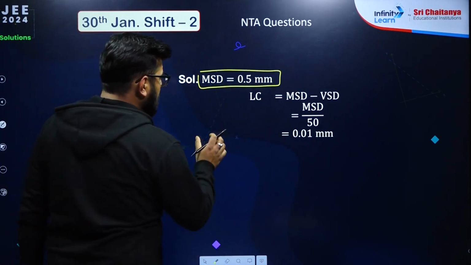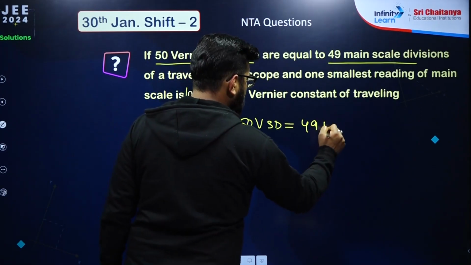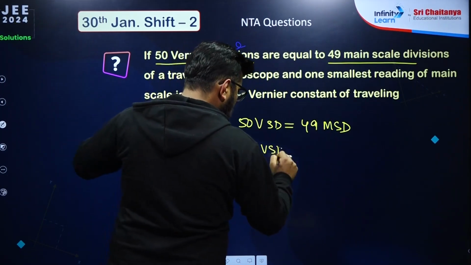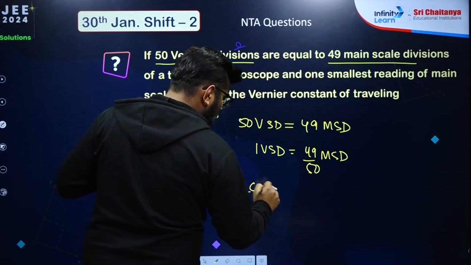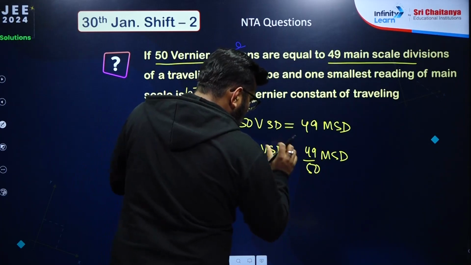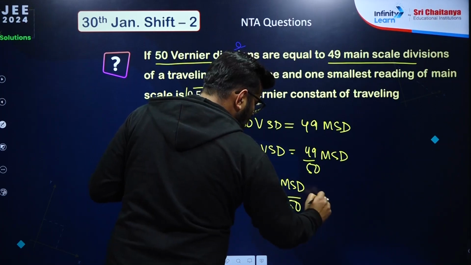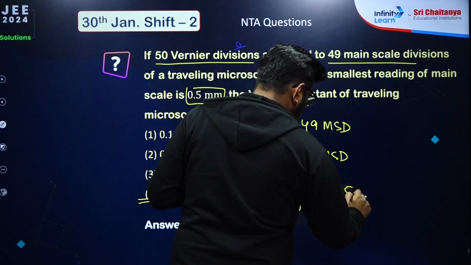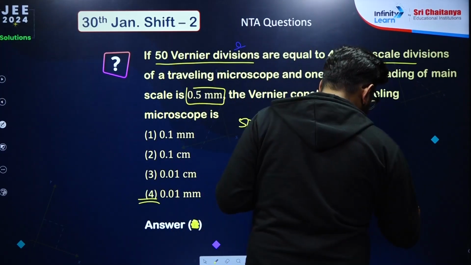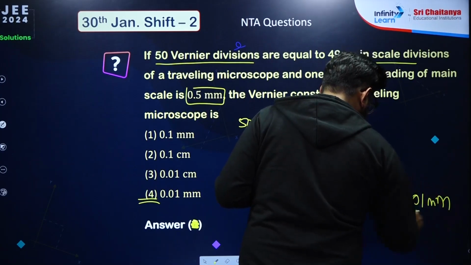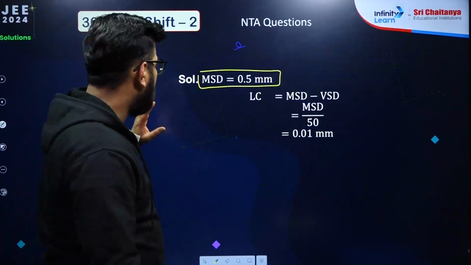Just a second. They were saying 50 VSDs is basically equal to 49 MSDs, right? So 1 VSD will be equal to 49 by 50 times MSD. Now least count or the Vernier constant will be 1 MSD minus 1 VSD. So 1 MSD minus 49 by 50 of MSD will be main scale division divided by 50 only, and main scale division is given as 0.5 mm, right, divided by 50. So correct answer will be 0.01 mm. Yes, obviously option number 4 is the correct answer over here. I hope you all have understood. Option number 3 was just a mistake. Now moving ahead for the next one.